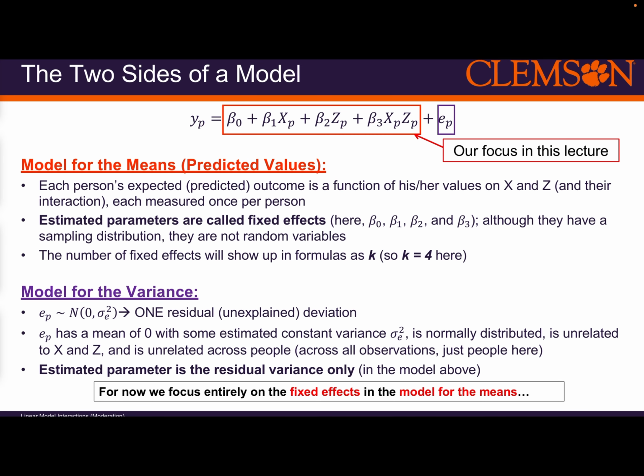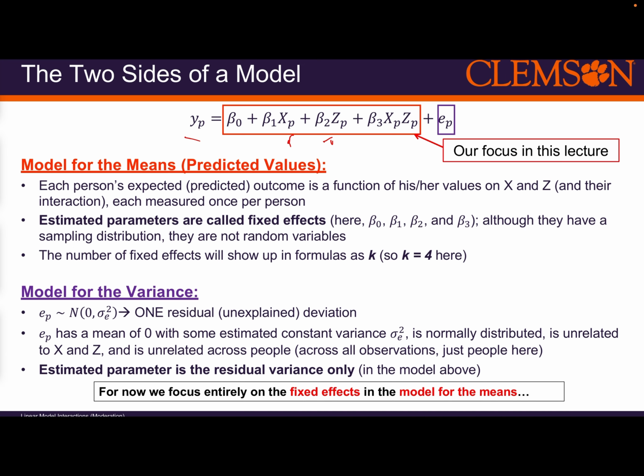And to do that, let's get into the two sides of a model. So here is that same regression equation, but put with a generic x and z, right? So we have our outcome variable y_p, and we have beta 0 plus beta 1 x plus beta 2 z plus beta 3 x times z. And in that orange box there, that is our focus in this lecture. That is what we call the model for the means.